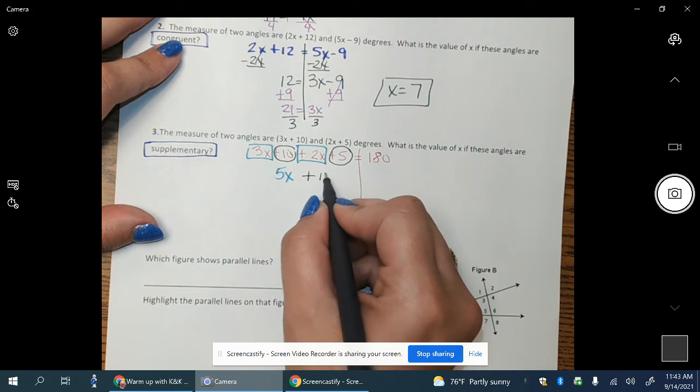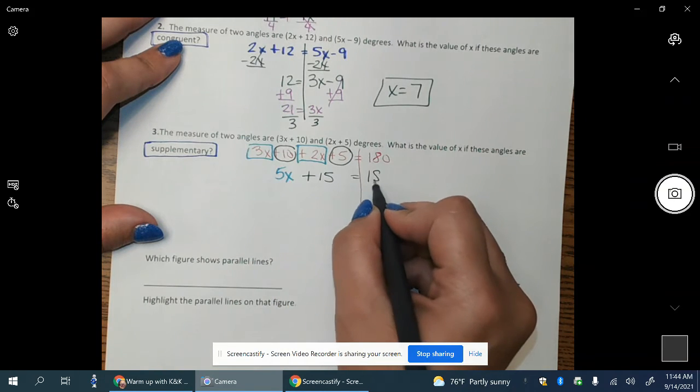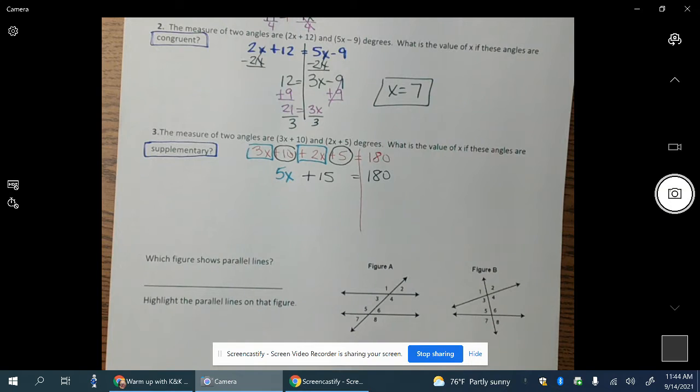What is 10 plus 5? 15. Again, if you're still struggling, this algebra is not going away. You have to come to tutorials. I promise the more you do, the better you will get. I promise. Okay? Now what do I do?